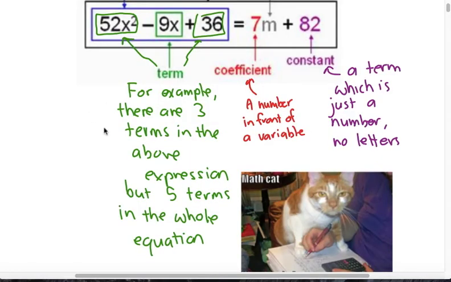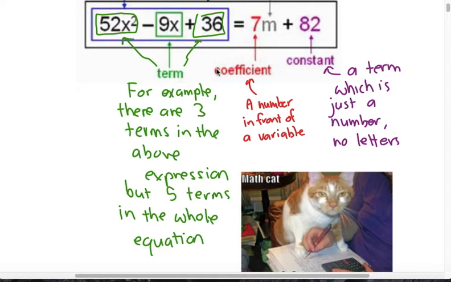So the way I define it, for example, there are three terms in the above expression, meaning the one in blue, but five terms in the whole equation, because we've got 1, 2, 3, 4, 5. So five terms in the whole equation. In this one, 9 and x are not separate terms, but 9x overall is a term. And that term is made up of a variable and this thing, which is called a coefficient.